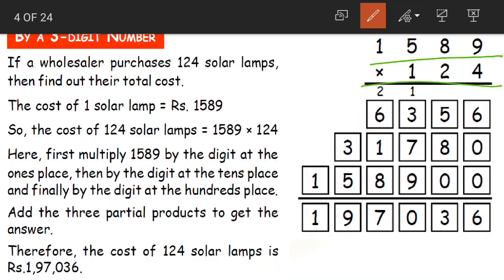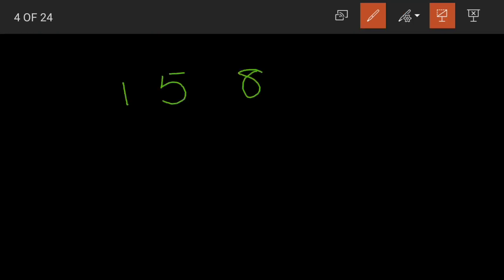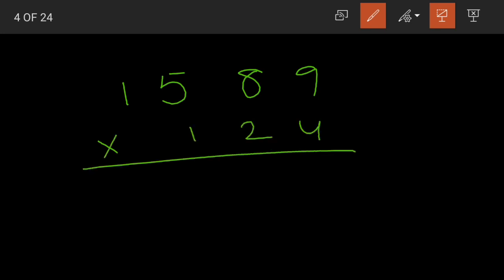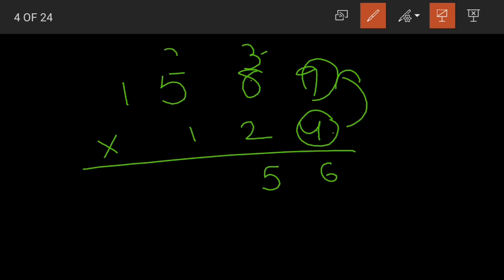Let us do it. 1589 into 124. What will be the first step? Start multiplying from the ones. 4 nines are 36. 6 here, 3 carried. 4 eights are 32. 32 plus 3, 35. 5 here, 3 carried. 4 fives are 20. 20 plus 3, 23. 3 here, 2 carried. 4 ones are 4. 4 plus 2, 6. Clear children? This you know how to do.